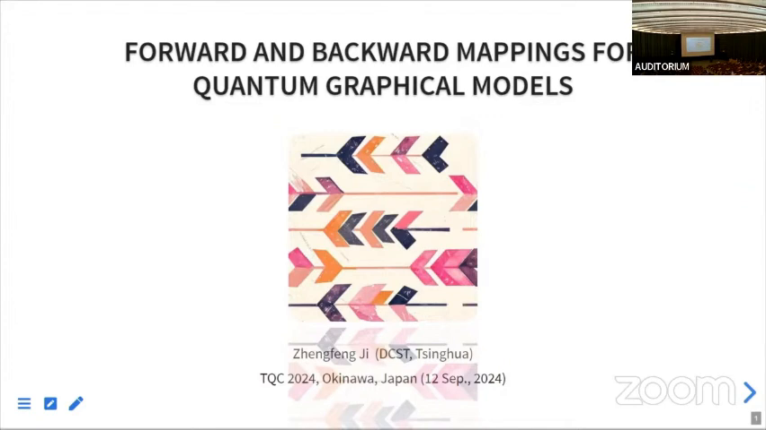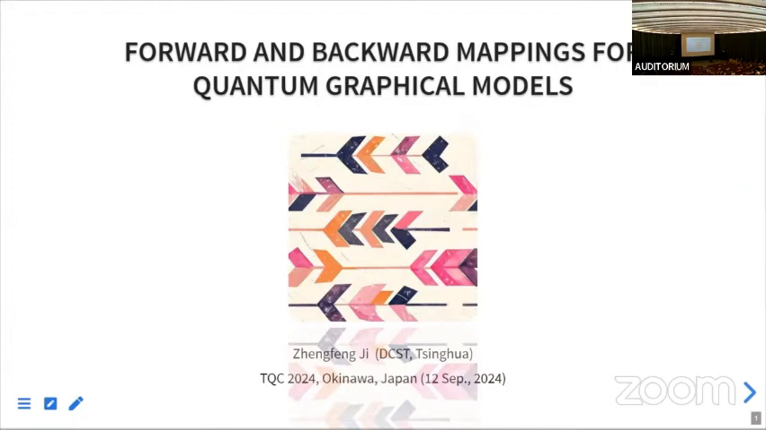The talk today I'm going to talk about is forward and backward mappings for quantum graphical models. It's basically a mixture of both a survey of results that I've been reading recently, and also some of my own results. Because the deeper I dig into the literature, the more relevant work I find. So maybe I still have important papers that I didn't mention that I should. But also, given the time constraint, I selected a bunch of work related to this topic.